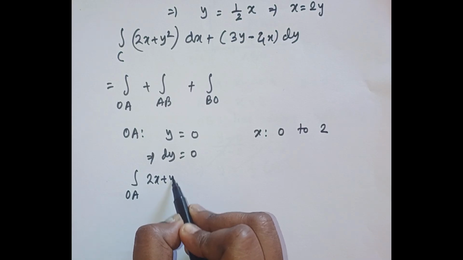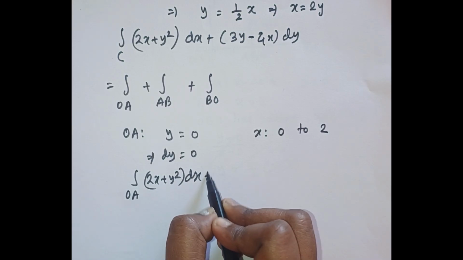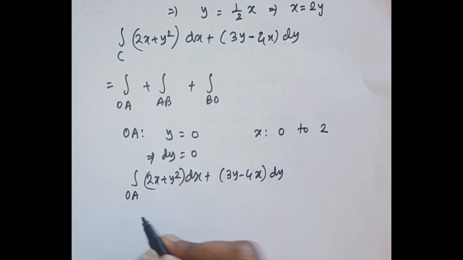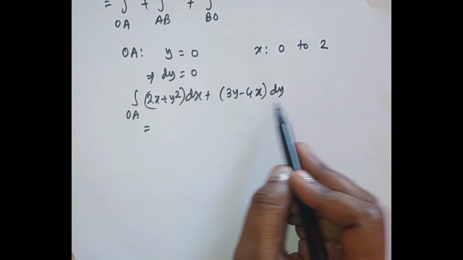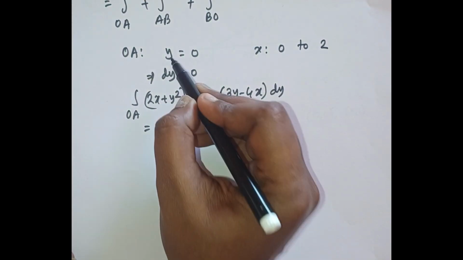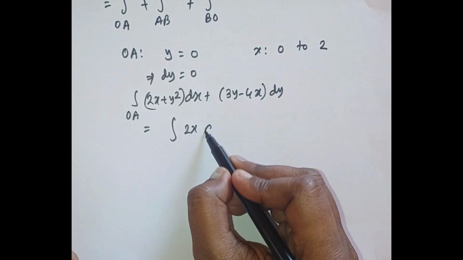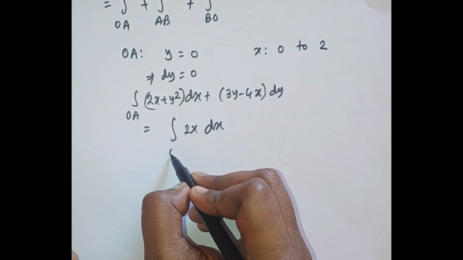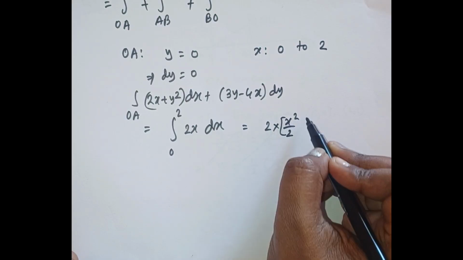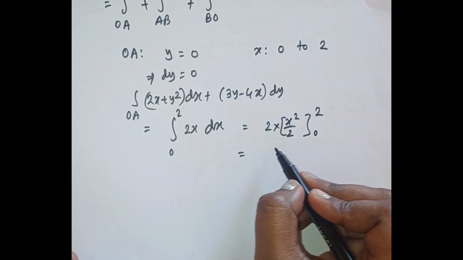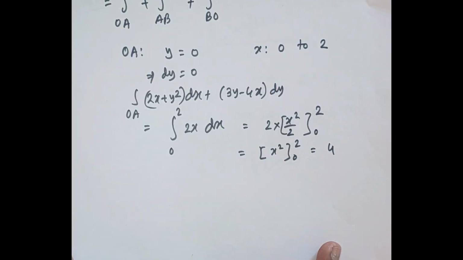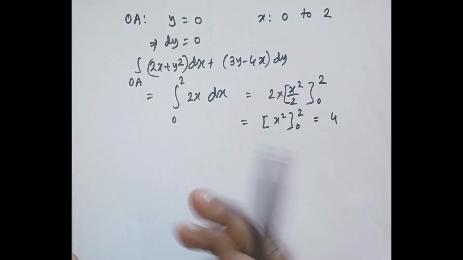Then the integration over OA of (2x plus y square) dx plus (3y minus 4x) dy will be equal to, if we substitute dy equal to 0, the second part will vanish, and for the first part 2x dx, where x goes from 0 to 2. Hence calculating, this is x square from 0 to 2. So 4 minus 0. Next solve for AB.